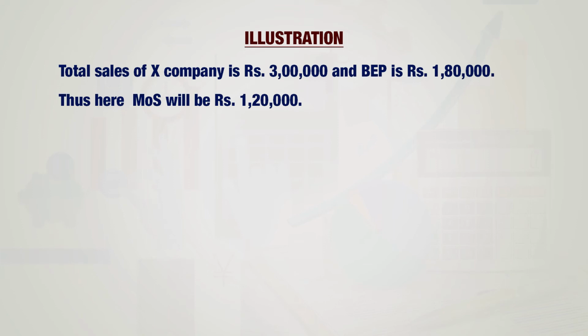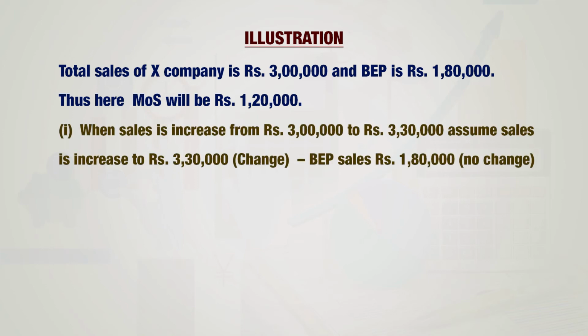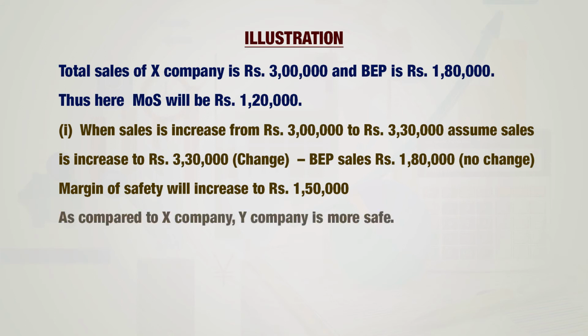Illustration is given. Total sales of X company is rupees 3 lakh and break-even point is 1,80,000. Thus, here margin of safety will be 1,20,000. Assume sales is increased from 3 lakh to 3,30,000. So, sales 3,30,000 minus break-even point sales 1,80,000, margin of safety will increase to 1,50,000. As compared to X company, Y company is more safe.